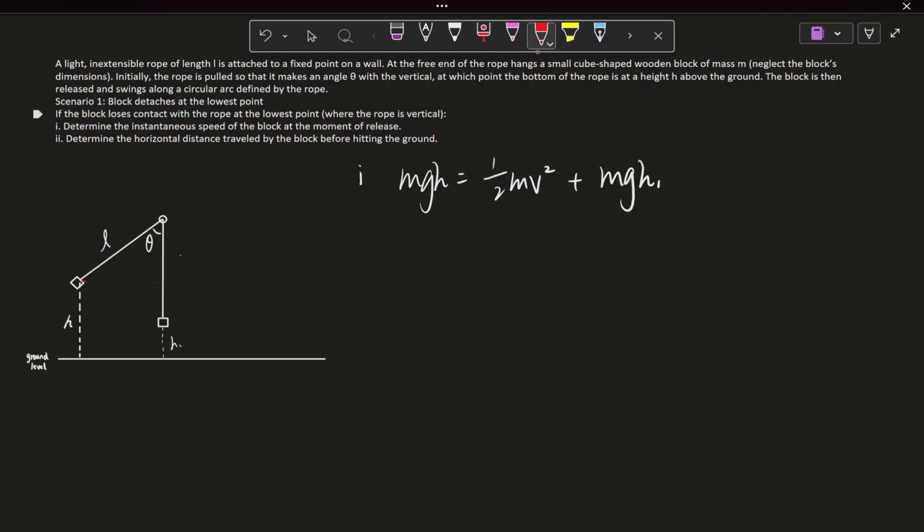How do we find h1? Now we actually need to use a little bit of geometry here. Let's draw a line here. Since this is L, we can find this part. This part will be L times cosine theta. And the total length will be this plus this, which will be L times cosine theta plus h.